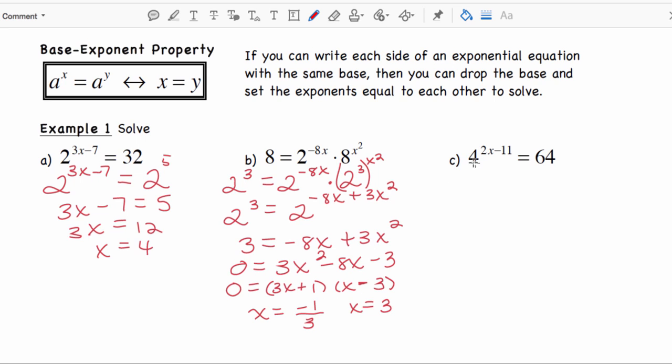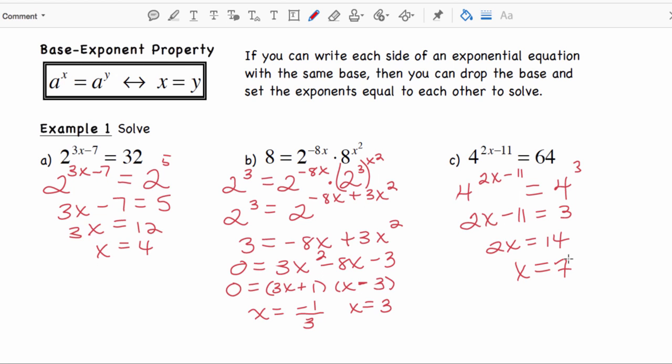Okay, C. I want to see if I can write both sides of this equation with the same base, and I can. 64 can be written as a power of 4. So the right side I'm going to change to 4 cubed, and now I have both sides of my equation with the same base. So I get to drop that base and bring down the exponents into an equation and then solve. So we get 2x is equal to 14, and then x is equal to 7.